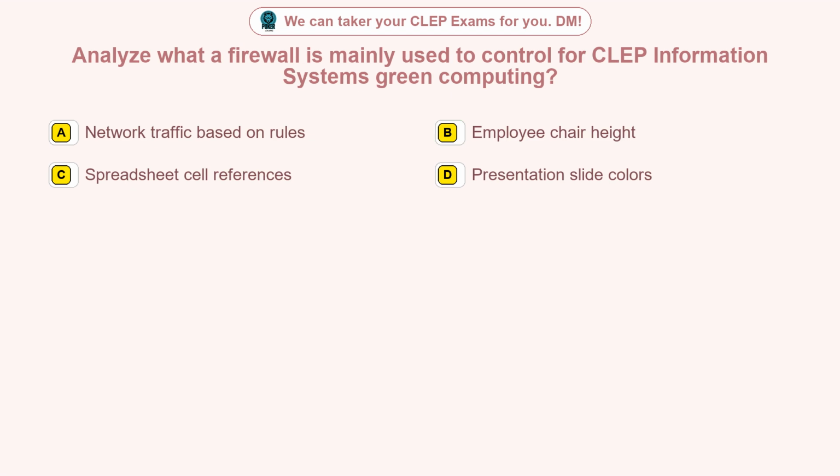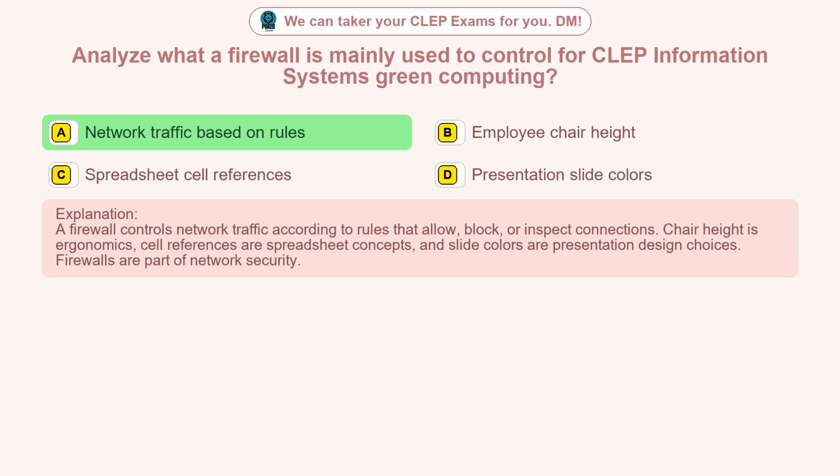Question 48. Analyze what a firewall is mainly used to control for CLEP Information Systems Green Computing. Option A. Network traffic based on rules. Option B. Employee chair height. Option C. Spreadsheet cell references. Option D. Presentation slide colors. The correct answer is option A. Network traffic based on rules.